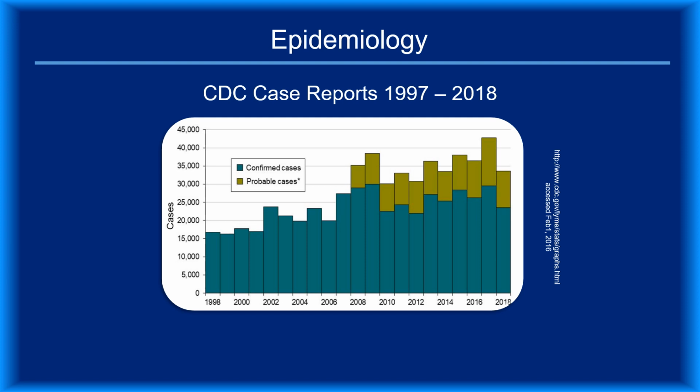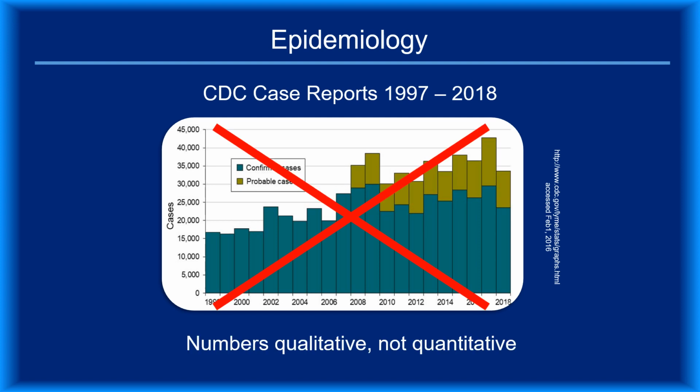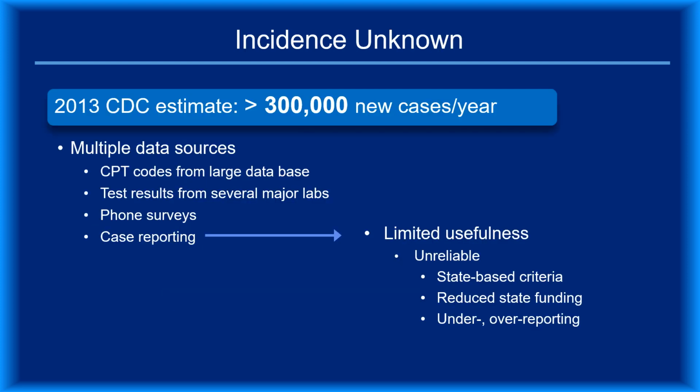This bar graph depicts almost 20 years of CDC surveillance data, and it demonstrates a trend for increasing case numbers that looks to be leveling off. It's important to understand that these values are qualitative, not quantitative. Why merely qualitative? It's because there's significant uncertainty regarding the annual incidence of Lyme disease.